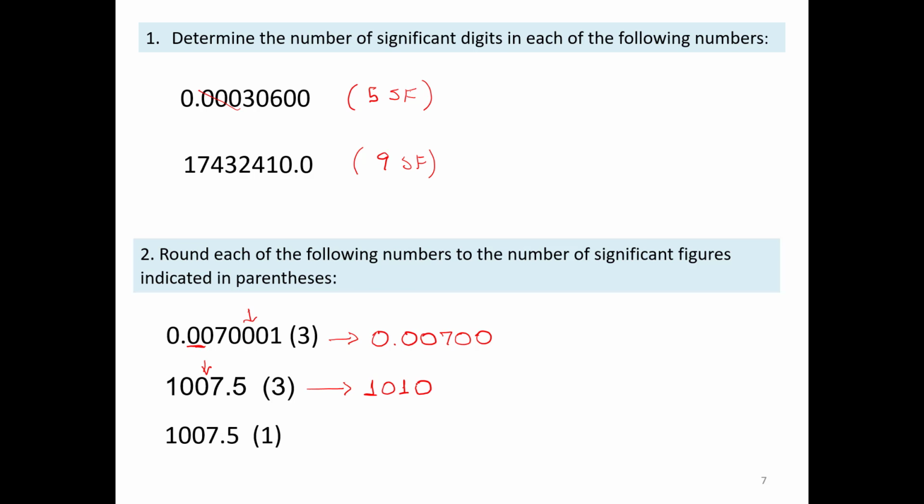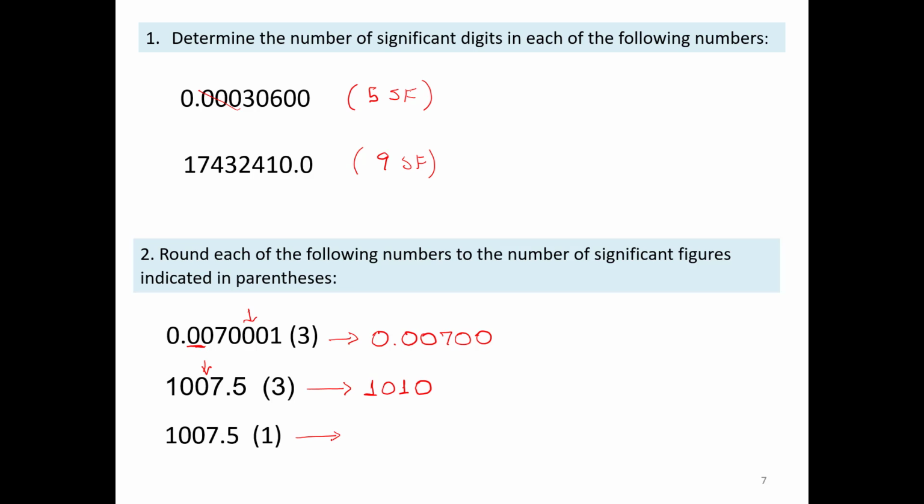Then let's count here. We have 1, 2, 3 significant digits. Remember, this 0 is significant because it's between 2 numbers, but this one is not significant because it's to the right of the number and there is no explicit decimal point here. Then here we have 3 significant digits.